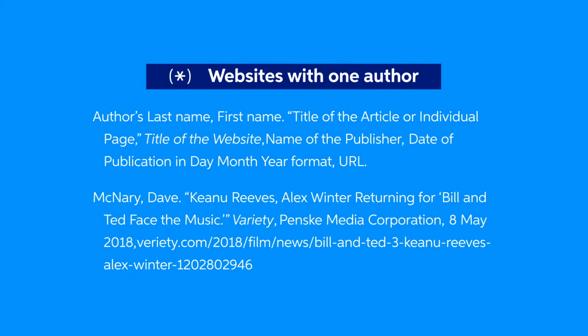If the name of the publisher differs from the name of the website, include it after the title. You will often find the website publisher at the bottom of the website, or under the About Us section. Following the publisher is the date that the page or article was published or posted. Finally, end with the URL, permalink, or DOI. As with all bibliographic citations, use a hanging indent.